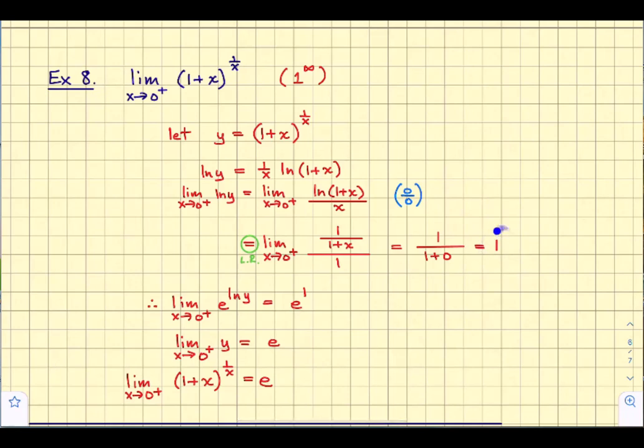Now that's not our final answer. This is actually the limit as x goes to 0 from the right of the ln of y is 1. So now we'll apply a base e exponential to both sides. E to the 1 is just e. E to the ln of y is y. And then y was our original function, 1 plus x to the 1 over x. So our ultimate answer to this limit is that it's e.